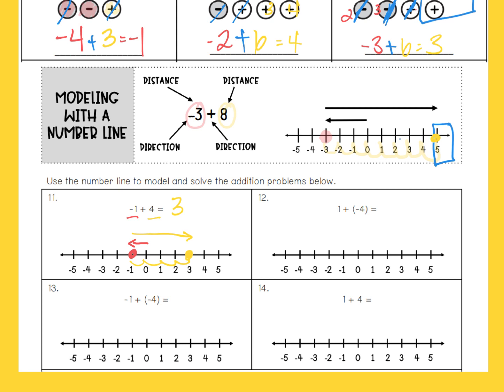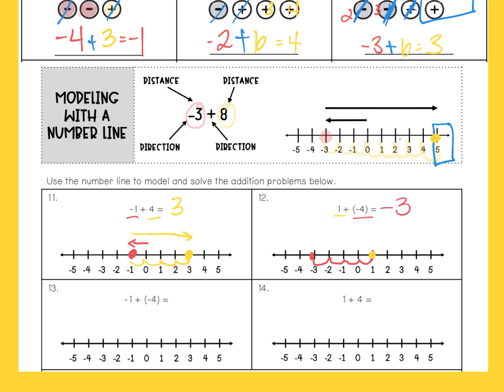For problem number 12, I have 1 plus negative 4. So I'm going to start off at 1, and I'm going to add negative 4. Since I'm adding a negative number, instead of going to the right of my number line, I'm going to go backwards to the left. I'm going to go backwards 4 times. So 1, 2, 3, 4. And 1 plus negative 4 equals negative 3.